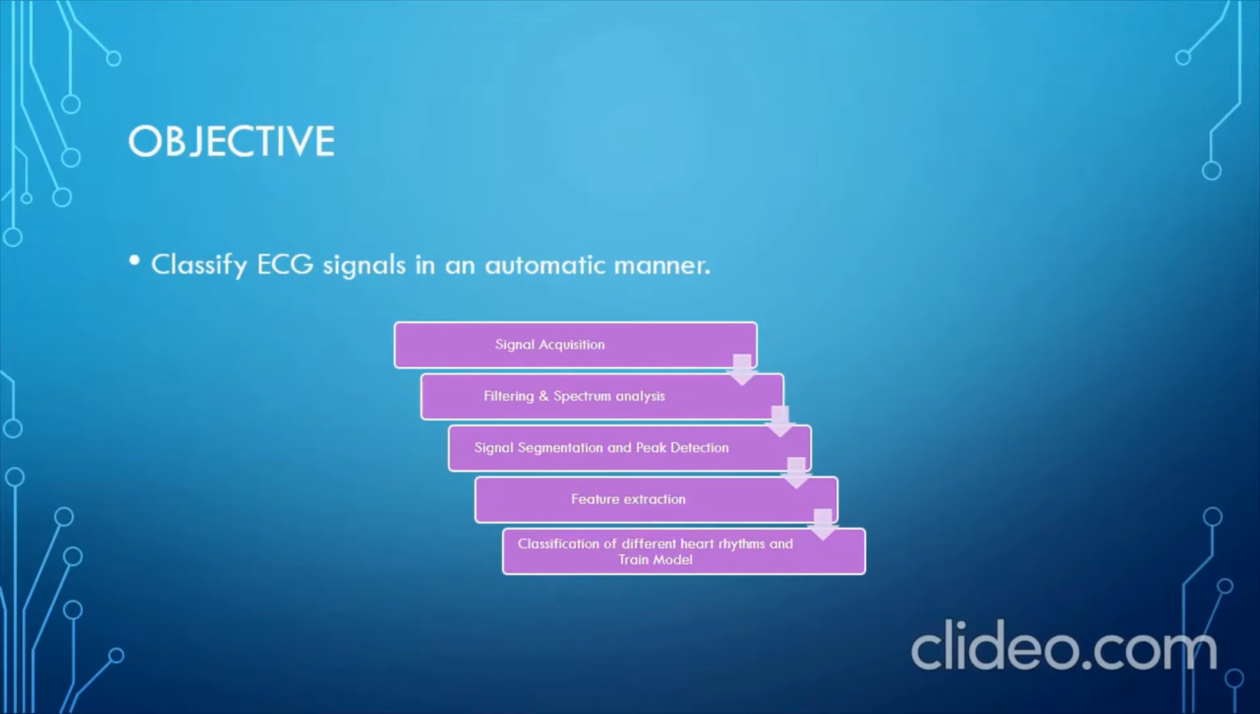First, we do signal acquisition with LabVIEW. Then we filter and analyze the signal, and then we divide the signal in segments and detect the peaks to extract the features. And finally, we train the classifier in MATLAB, selecting the optimum model, and we finally classify a set of data.